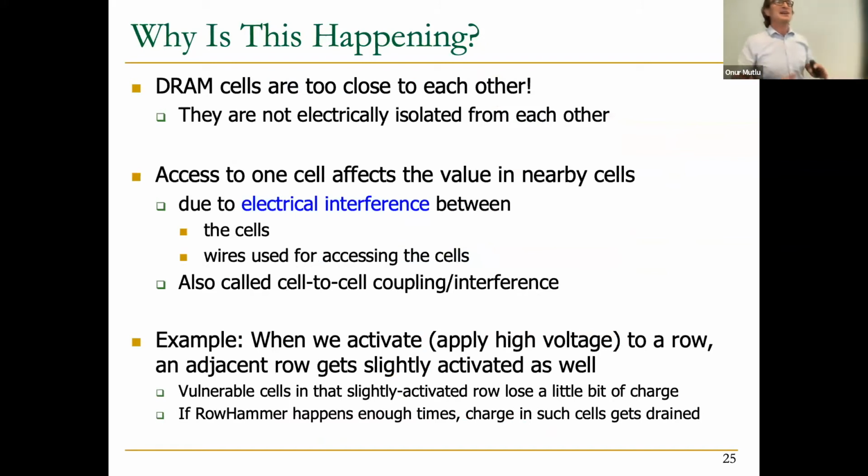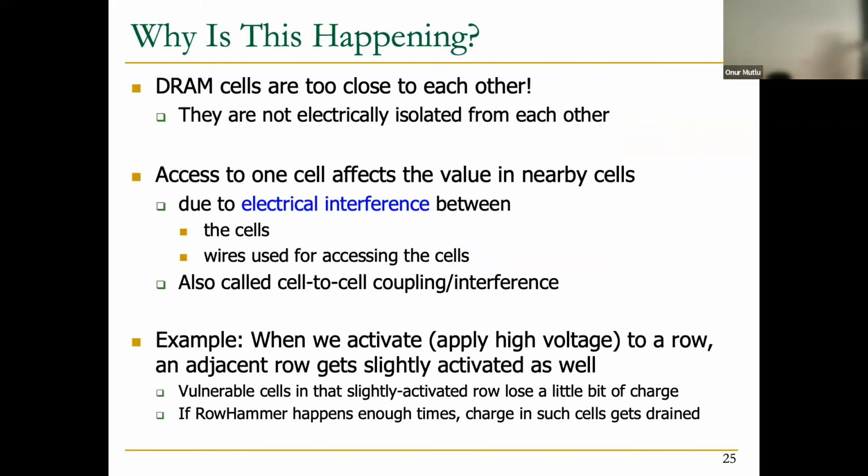So why is this happening? In this talk, I'm not going to go into the silicon level device failure mechanisms, but crosstalk is one reason why this is happening. Electron migration and injection is another reason why this is happening. These are being studied also. But basically, the issue is DRAM cells are too close to each other. They're not electrically isolated from each other. Access to one cell affects the values in nearby cells due to this electrical interference between the cells as well as the wires used for accessing the cells. It's essentially cell-to-cell coupling interference.